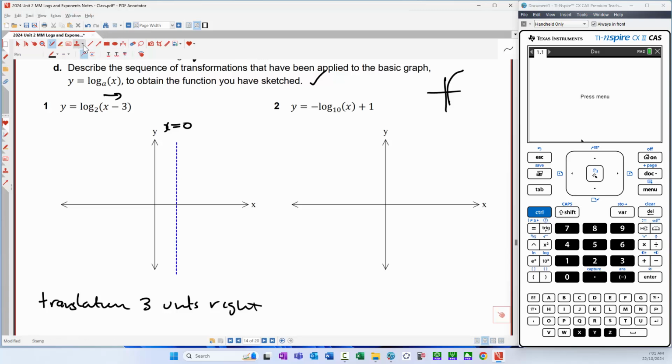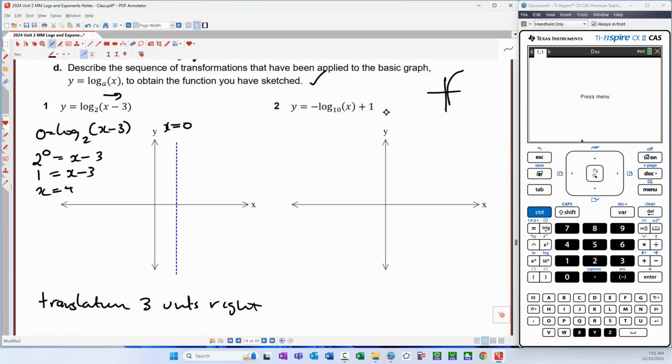So let's get the y-intercept, the x-intercept rather, which occurs when y is equal to 0. So we'll go 0 equals log 2 of (x take 3). All right, so what we need to do is get that out of log form so that we can solve for x. So we're going to go 2 to the 0 equals x take 3. Now 2 to the 0 is 1.